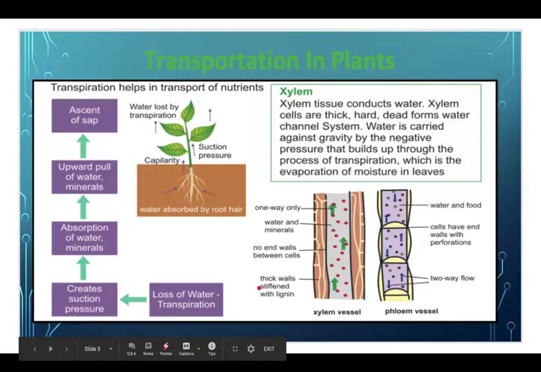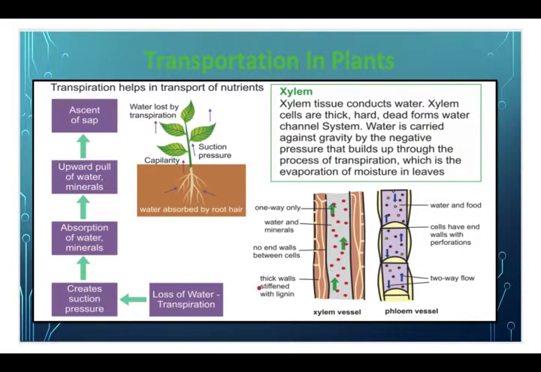Now come to the next part. Here we are talking about transportation in plants. Means the process of transportation in plants basically depends upon two important tissues known as xylem and phloem.